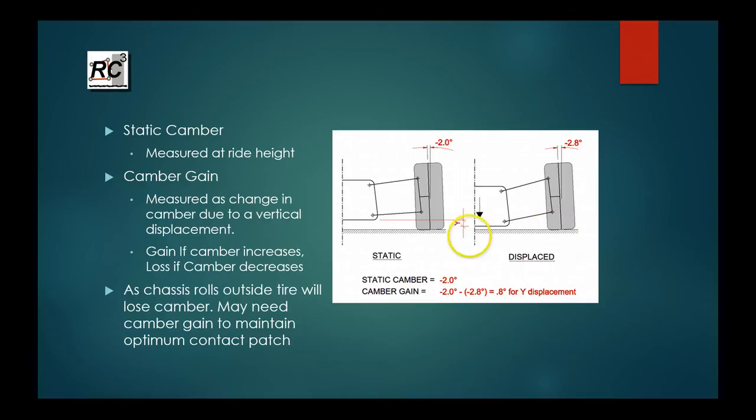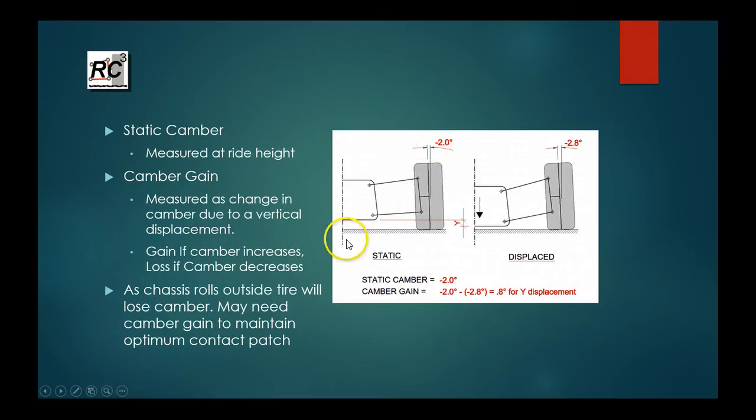So our static camber is measured at ride height, and this is our static camber here. So we have a fairly typical minus 2 degrees of static camber. And once the chassis starts to roll, this whole situation changes, and you generally on the outside tire are going to start losing camber. So you want to try and maintain that normally. Sometimes you don't, but sometimes you want to try and maintain that.